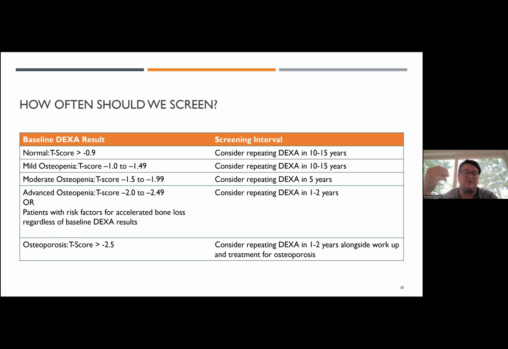nuance comes in. So if you have advanced osteopenia, negative 2 to negative 2.5, repeat that DEXA every 1 to 2 years, or in patients who have risk factors for accelerated bone loss. We'll get into that. A lot of the same kinds of factors from that FRAX score calculation. And of course, as mentioned, if you have osteoporosis, below negative 2.5, repeat DEXA after 1 to 2 years, but also alongside this, work up the osteoporosis, treat the osteoporosis.